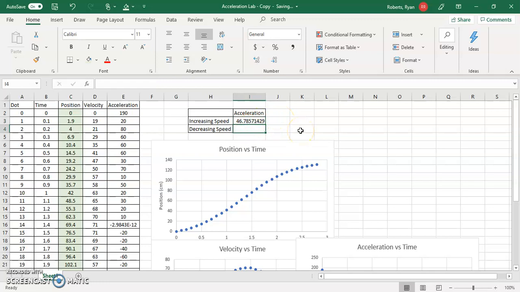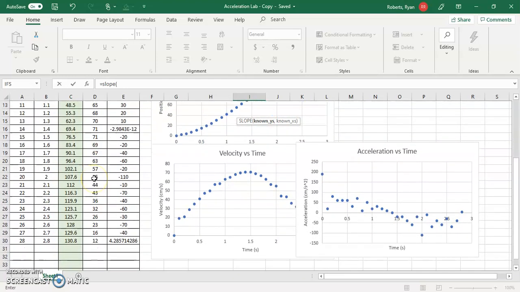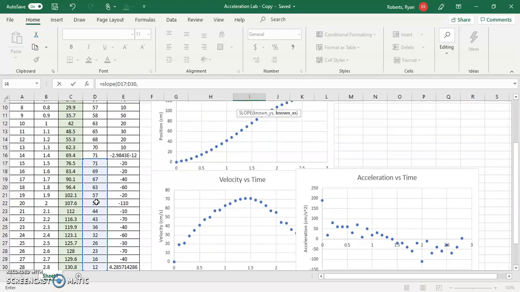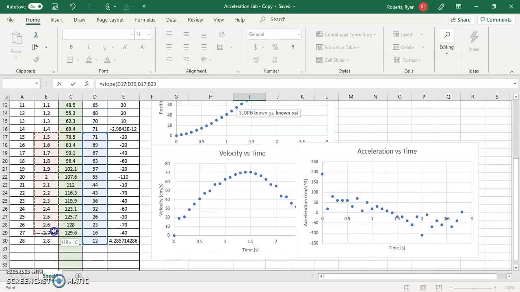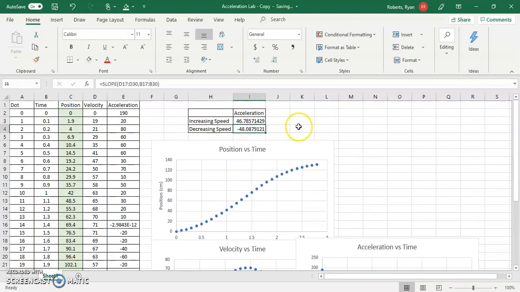Now slowing down, same thing. My acceleration or deceleration is the slope of my velocity data. So I'm going to hit equals and then slope, open parentheses. Now my y values again while slowing down. I have to go down here and select my velocity values because it's velocity on the y-axis, comma, and then we can do the x values, close parentheses, hit enter. And up here, while I slowed down, I had a deceleration of negative 48.1 centimeters per second squared.